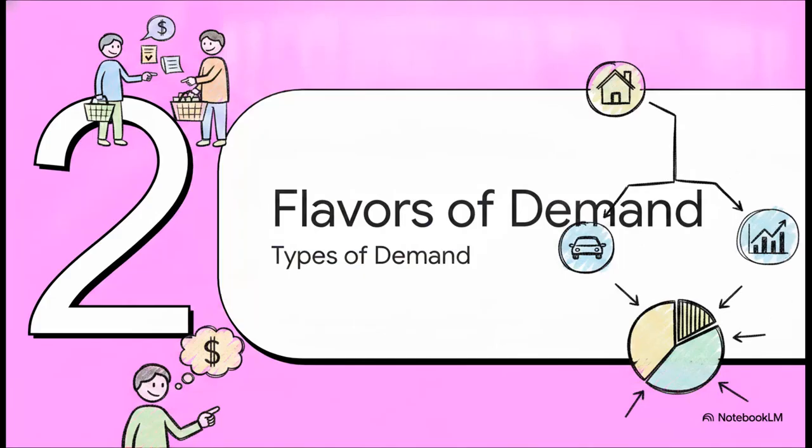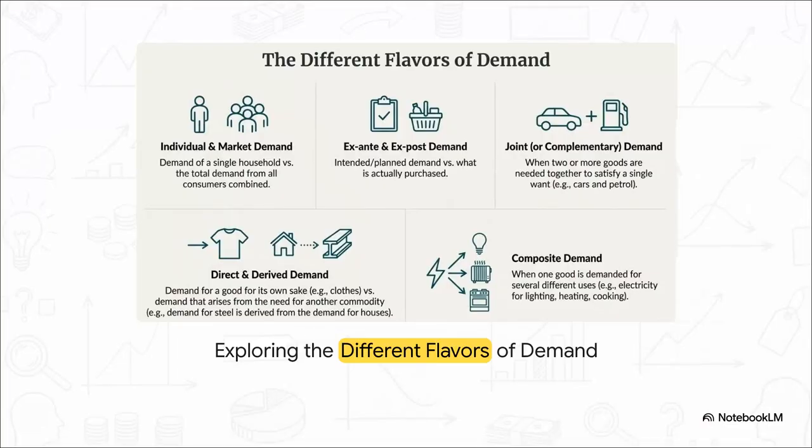Section 2. The flavors of demand. Because, as you might guess, demand isn't just a simple one-size-fits-all concept. Depending on who's buying and why they're buying, demand comes in quite a few different flavors. For instance, depending on the buyer, we have individual demand, which is just your personal household shopping list, versus market demand, which is basically everyone's list combined.